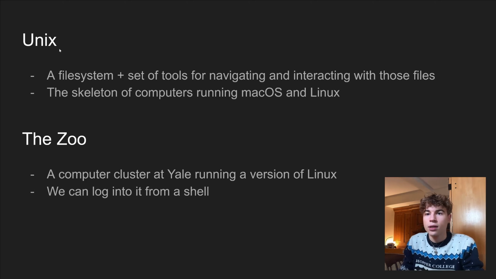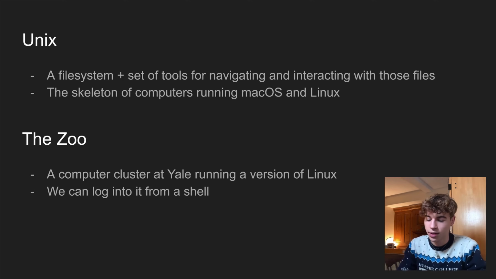So to get started, Unix is at the heart of Mac OS and Linux operating systems. It's just a bunch of code. It's, for our purposes, a file system and a set of tools for interacting with that file system. So things like moving files, renaming them, deleting them. Yeah, that's about it. The zoo is a set of physical computers located in Yale.